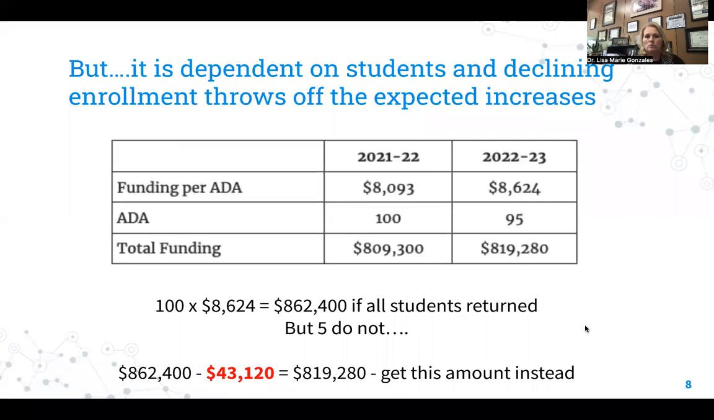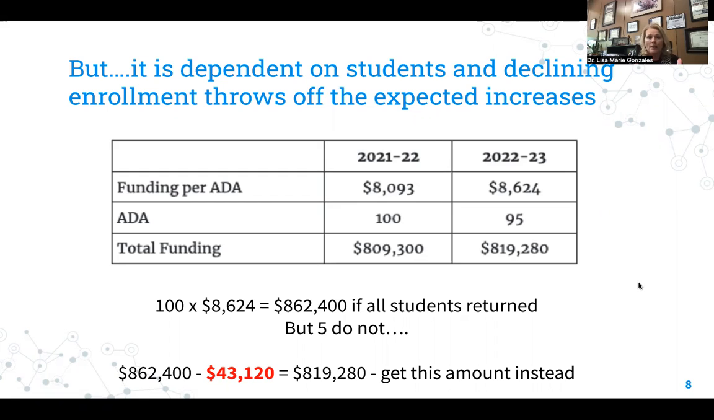Now, let's take a look at this one. We're going to go super simplistic. We're going to assume that we have 100 kindergartners, and we're going to look at the price differential, or the cost differential, or the revenue differential between this current school year and next year. This year, every single one of 100 students would be $8,093.